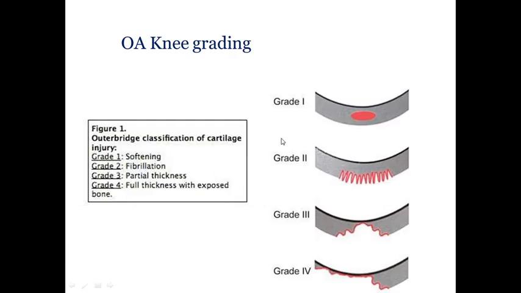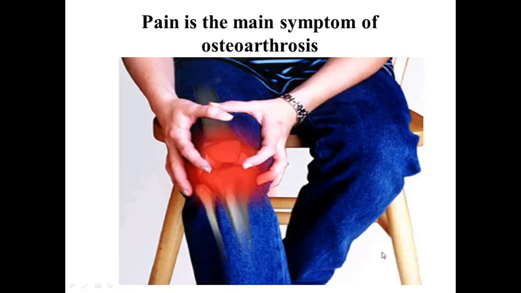And there are 4 grades of damaging, for example, of knee joint. The first grade is softening, the next grade is fibrillation, the third grade is partial thickening, and also full thickening, and we have losing of cartilage membrane.